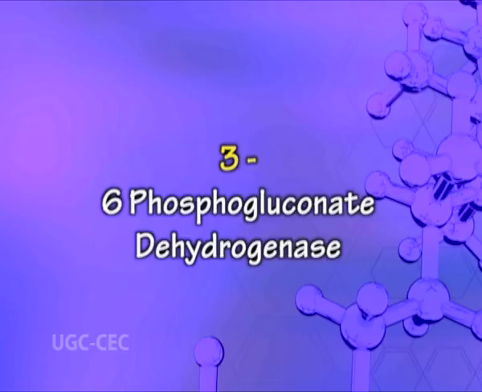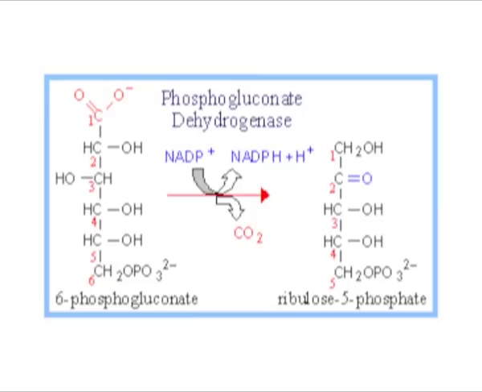Number 3. 6-phosphogluconate dehydrogenase catalyzes oxidative decarboxylation of 6-phosphogluconate to yield the 5-carbon ketose ribulose 5-phosphate. The hydroxyl at C3 is oxidized to a ketone. This promotes loss of the carboxyl at C1 as carbon dioxide. NADP+ again serves as oxidant, that is electron acceptor. Reduction of NADP+ involves transfer of 2 electrons plus 1 proton to the nicotinamide moiety.